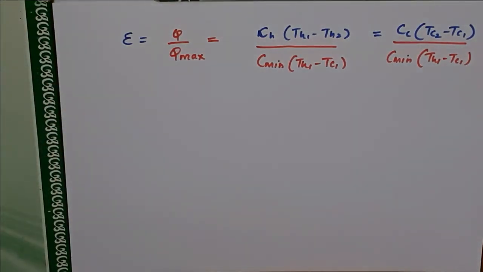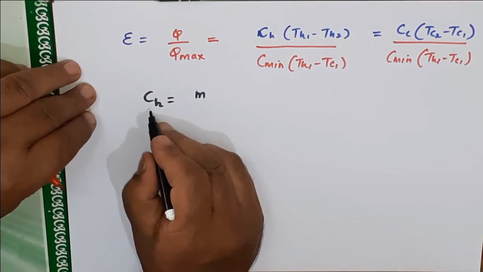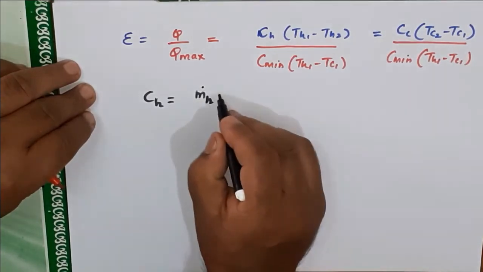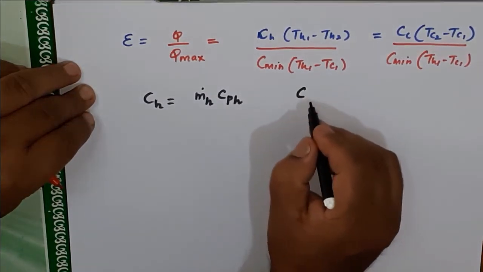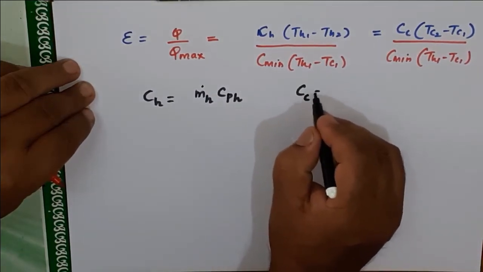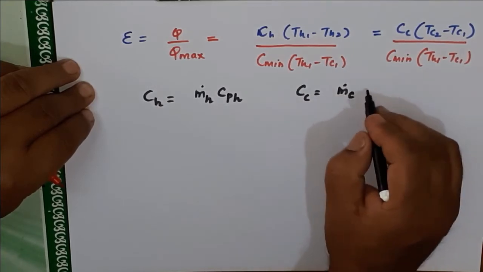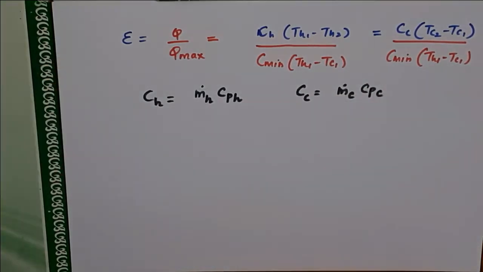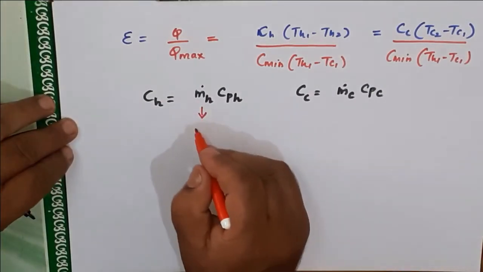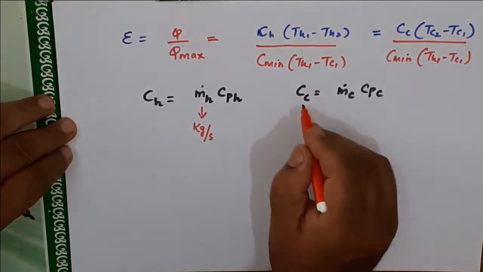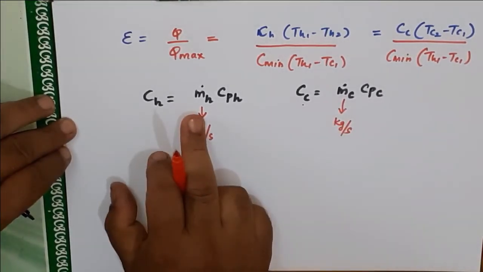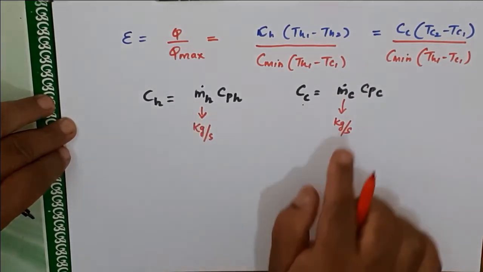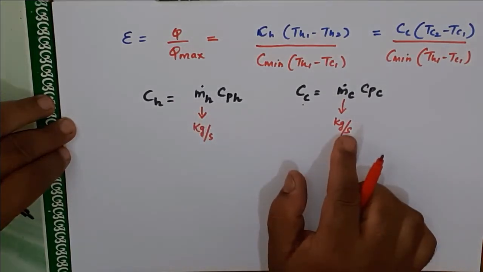How will you find it? What is CH? Heat capacity rate of the hot fluid: mass flow rate of the hot fluid multiplied by the specific heat of the hot fluid. And CC is the heat capacity rate of the cold fluid: mass flow rate of the cold fluid into the specific heat of the cold fluid. What is the unit of mass flow rate? kg per second. That is how many kilograms of hot fluid go into the heat exchanger per second, and how many kilograms of cold fluid flow into the heat exchanger per second.